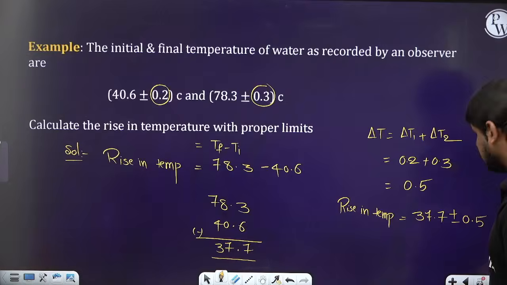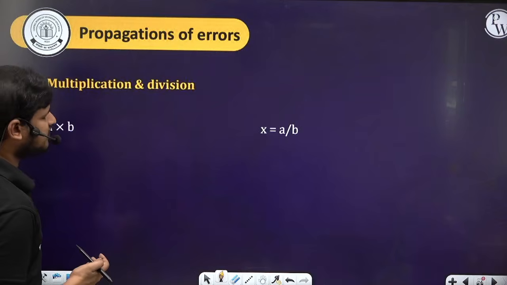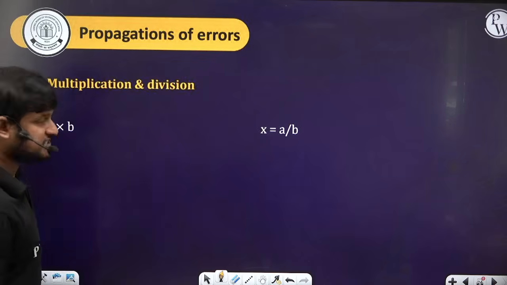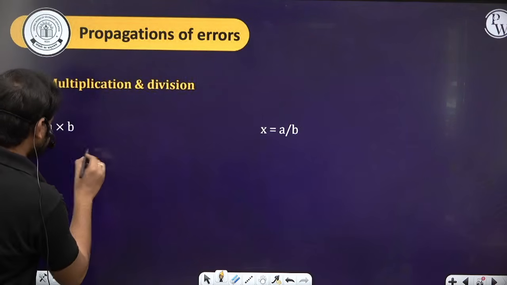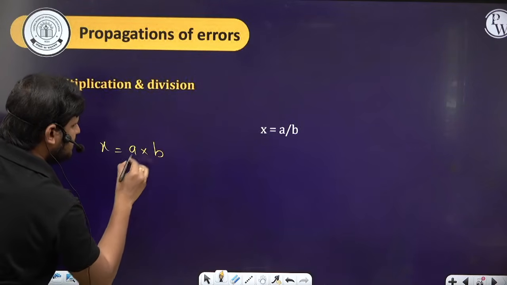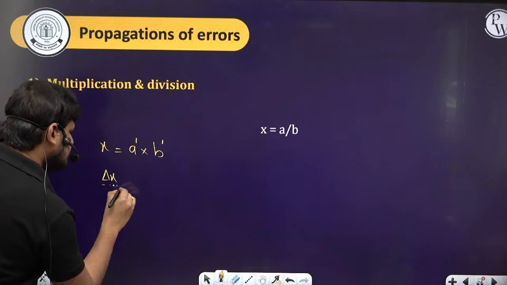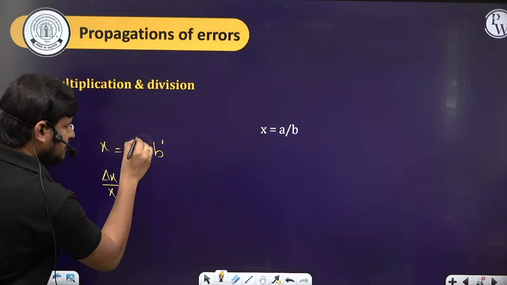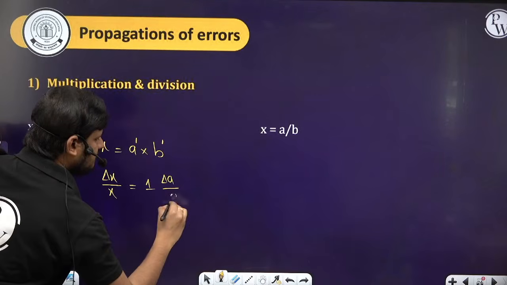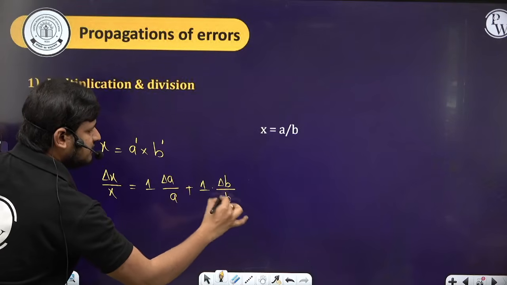Clear? Next. For addition and subtraction we have seen how the propagation of error takes place. Now for multiplication and division, just do one thing. Here x is equal to a into b. Just consider their powers. Then delta x by x is equal to, your power is 1, so 1 into delta a by a plus, b to the power 1, so 1 into delta b by b. That's it. Just follow the procedure.